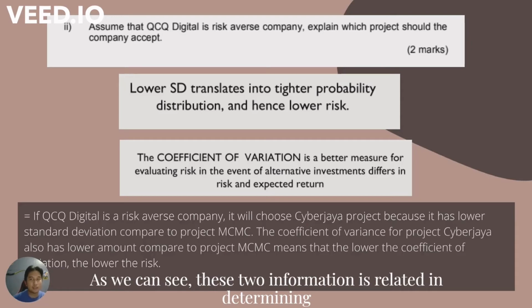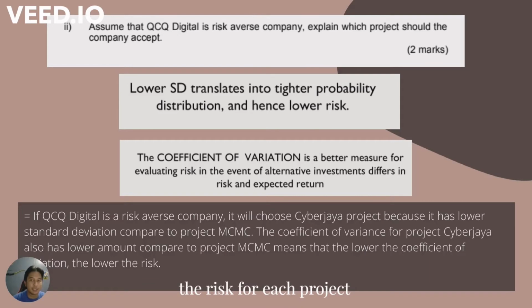As we can see, these two pieces of information are related in determining the risk for each project. Lower SD translates into a higher probability distribution and hence lower risk. The coefficient of variation is a better measure for evaluating risk when alternative investments differ in risk and expected return.